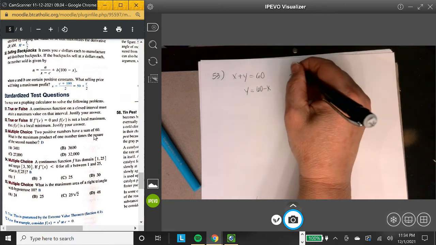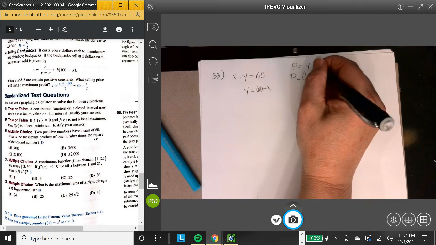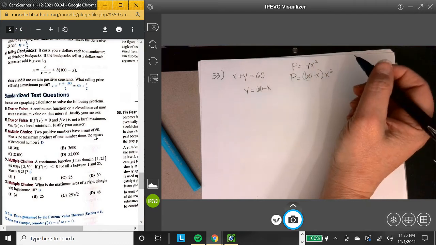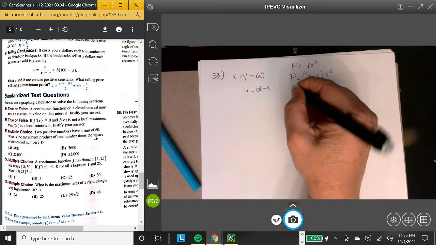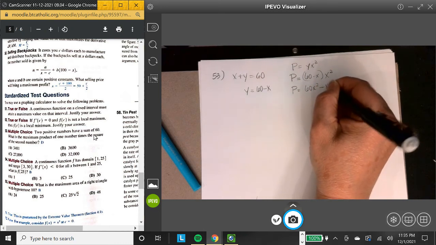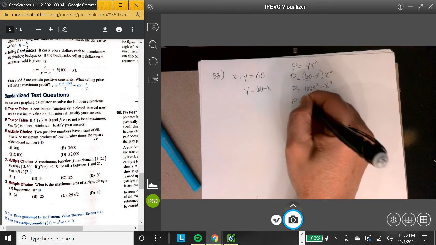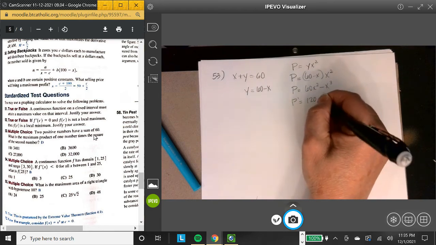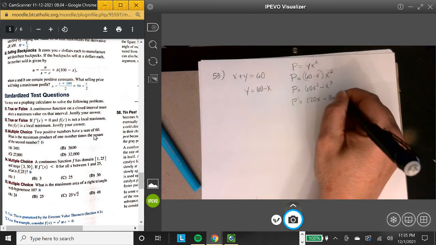Because we could say this equals y times x squared, right? And y is equal to 60 minus x. So I'm not going to use a product rule and multiply that out. 60x squared minus x cubed. Product prime is equal to 120x minus 3x squared equals 0.